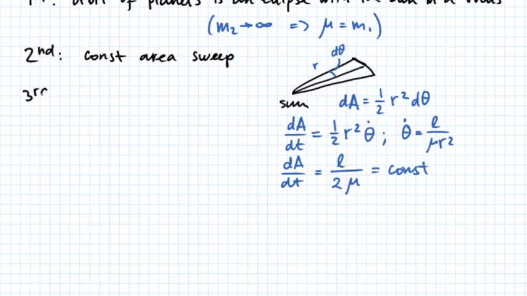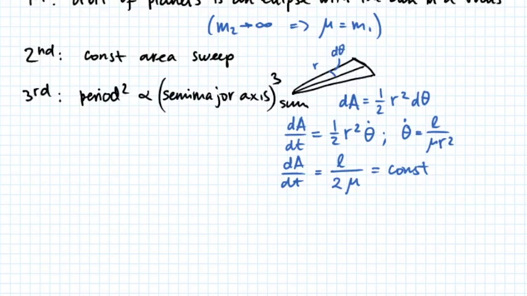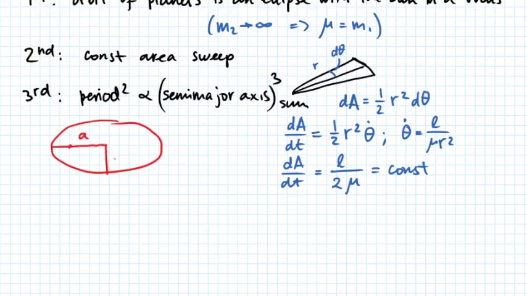The third law of Kepler states that the period of planetary motion squared is proportional to the semi-major axis to the third power. In other words, if we have the orbit, the Sun will be in the focus of this ellipse, and half of the major axis we'll call A, and half of the minor axis we'll call B.